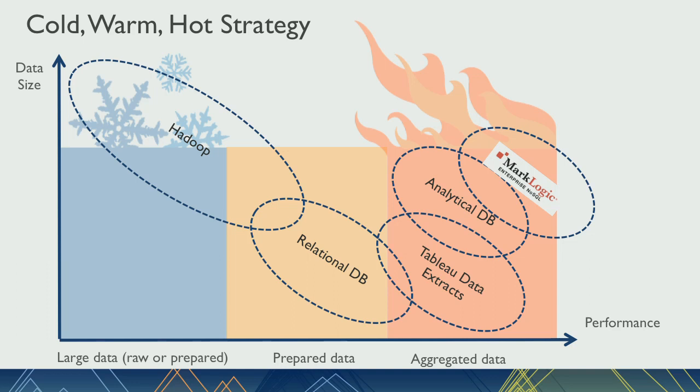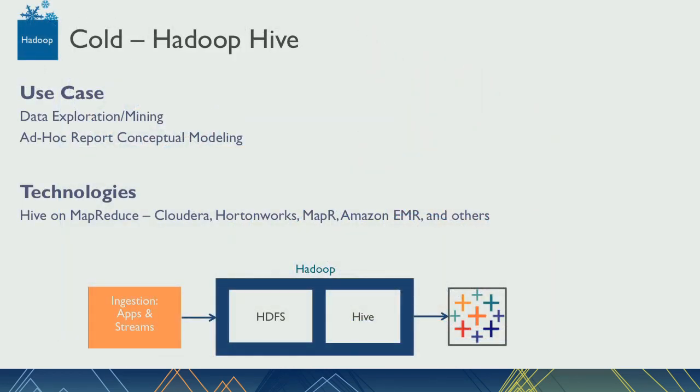Layer on with prepared data, relational database. And then on top of that, we see aggregated data for fast performance. So let's dive into each one of these segments of data. Cold data.